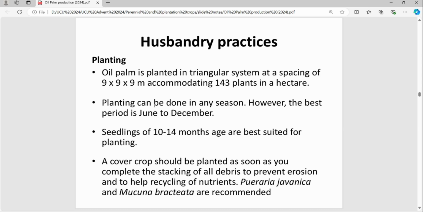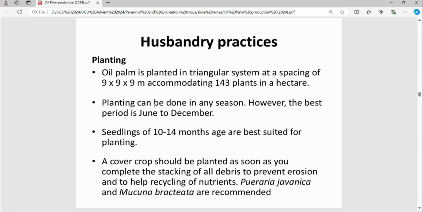So planting is normally done in a season where there is rain. For those who have 2 rainy seasons, it's fine. But the best period that is recommended is June to December. Now seedlings of 10 to 14 months, because remember we said that the seedlings will keep in the nursery up to about 11 months, but one can start transplanting from 10 months to 14 months. So that means someone shouldn't exceed 14 months without transplanting the seedlings.